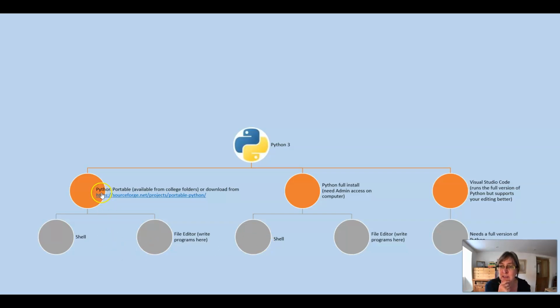There are three ways to get Python. You can get it as Python Portable. That's what this video is going to be all about. Or you can get the full version, or my colleague Andy prefers running it in Visual Studio Code. I've not done that before, so I'm not used to that. But today I'm going to just focus on Portable Python, or Python Portable.